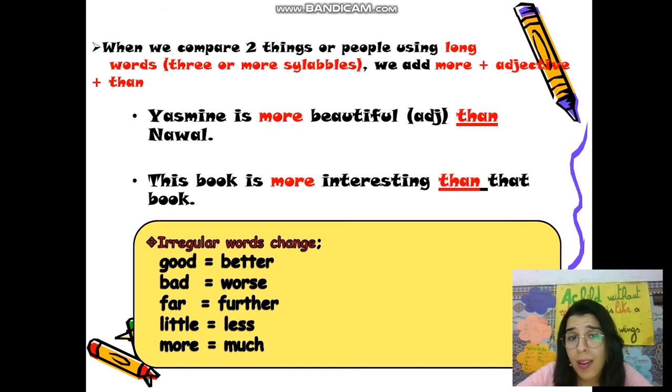And of course, we have irregular words. If you still remember, we said we have regular verbs and irregular verbs. As we said in the past, the irregular verbs change completely and they need to be memorized. Here we have irregular words that change completely. So good becomes better, bad becomes worse, far becomes further, little becomes less, and much becomes more.